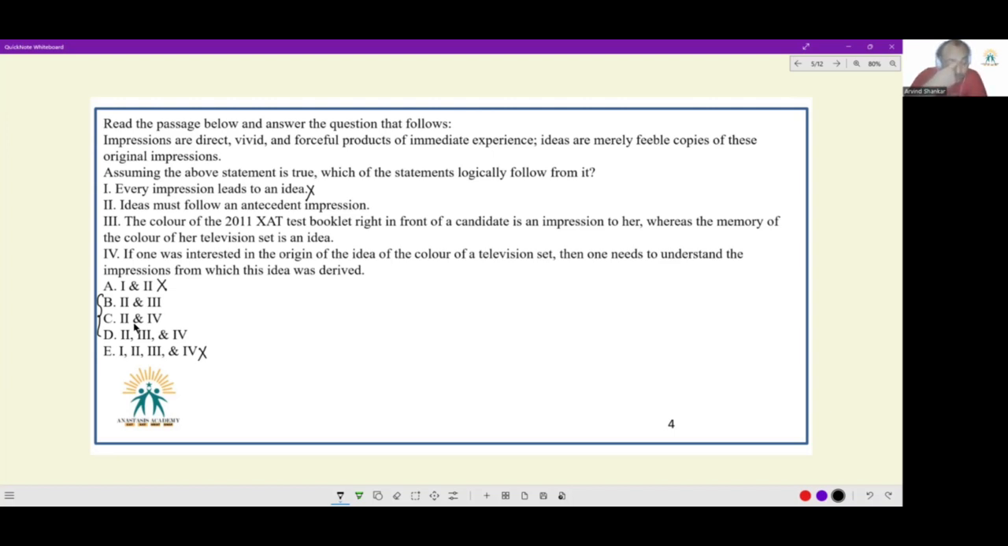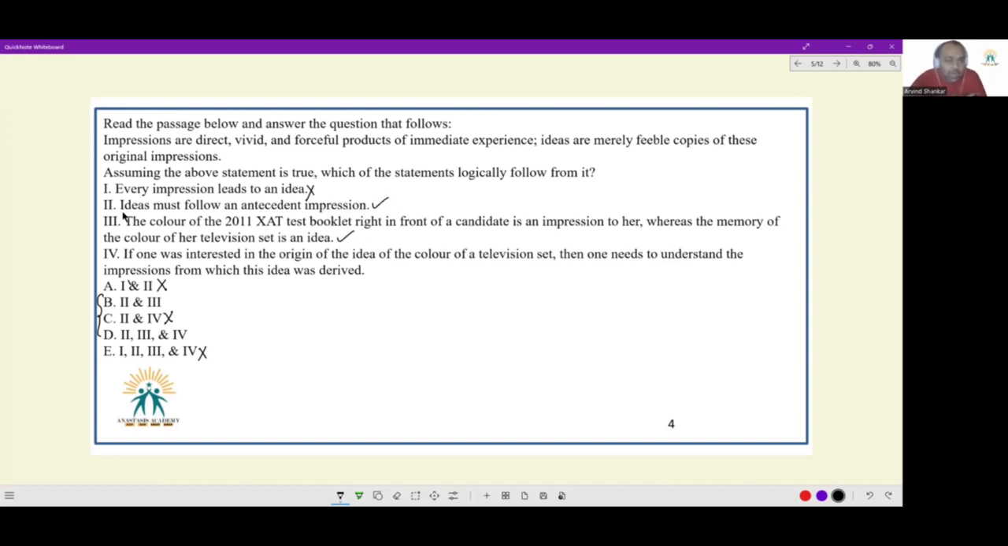Okay, checking statement 3. The color of the XAT 2011 test booklet right in front of a candidate is an impression to her, whereas the memory of the color of her television set is an idea. Absolutely. Right now, we are engaging with the test booklet in front of us, so this is an impression, whereas the memory of the color of my television set is something that I'm recalling. This is a feeble copy of the original impression. This is very, very valid, which means at this time, I can rule out option C. 3 has to be a part of my answer. This is valid and this is valid.